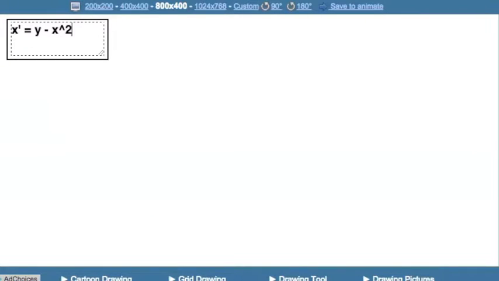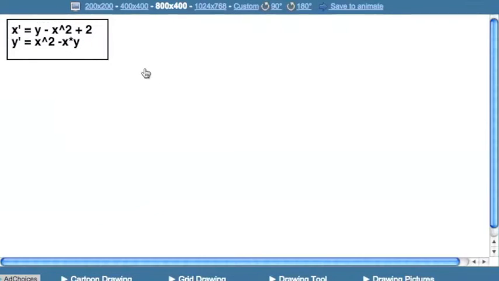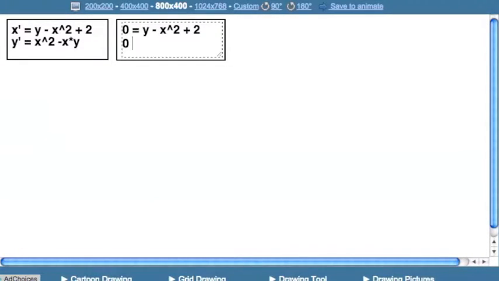So right here we have our two equations. We have x prime equals y minus x squared plus 2, and y prime equals x squared minus x times y. Now what we want to do is rewrite them as 0 equals those equations so that we can solve for x and y and find the equilibria.